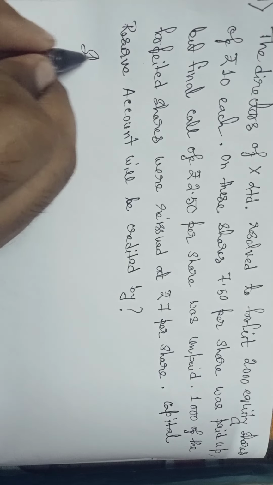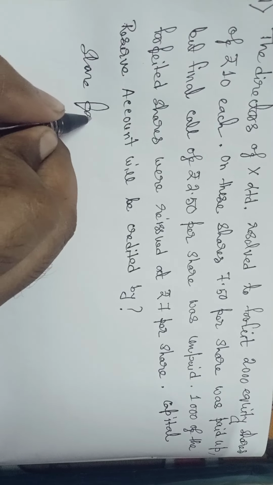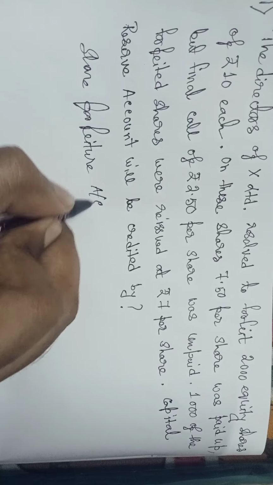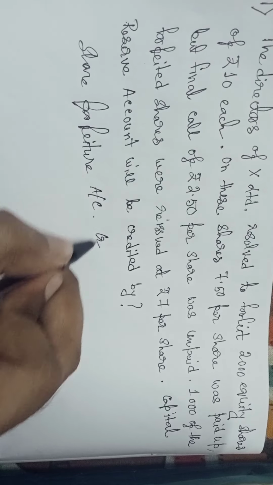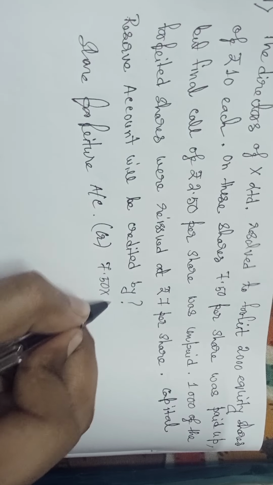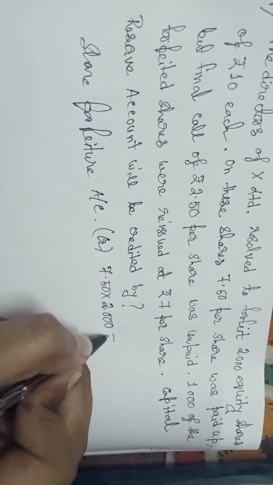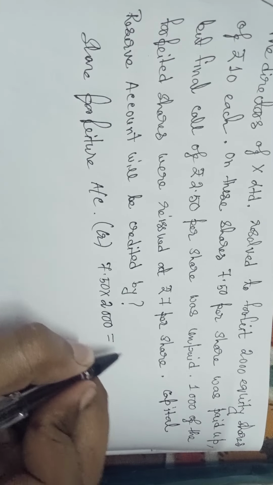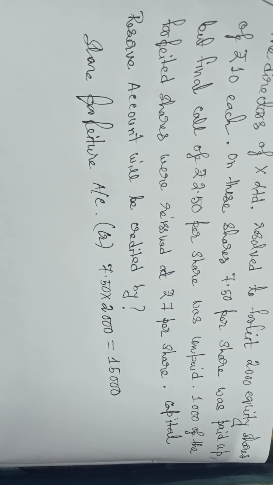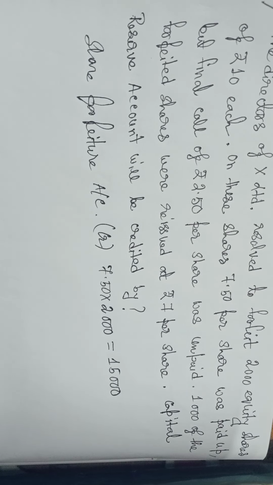So share forfeiture account will be credited by rupees 7.50 multiplied by 2000 shares. That means 15,000 rupees. So then out of 2000 shares, 1000 shares were reissued at rupees 7 per share.